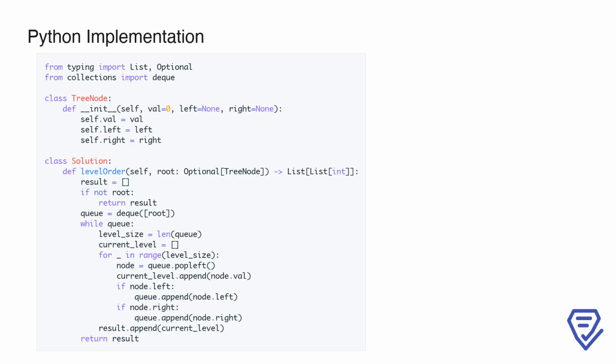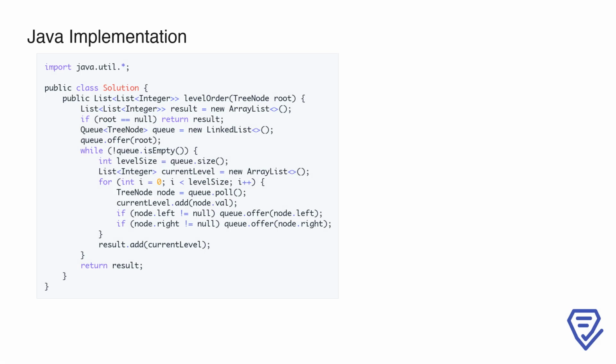The main while loop runs as long as there are nodes to process. Inside the loop, it determines the number of nodes at the current level, creates a list to hold their values, processes each node by appending its value, and adds its children to the queue for the next level. After each level, it appends the values to the result list. This structure guarantees that values are grouped correctly by level. The code is highly efficient, easy to understand, and ready for use in any interview setting.